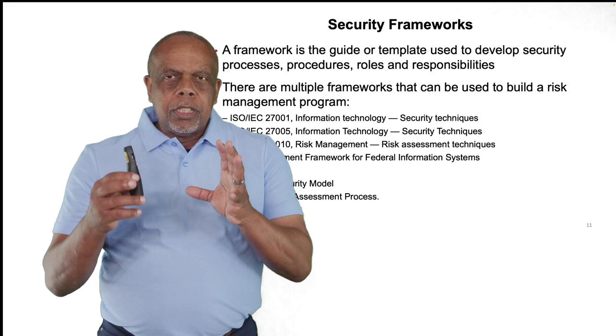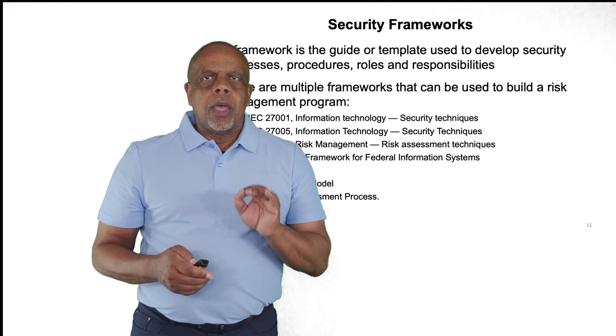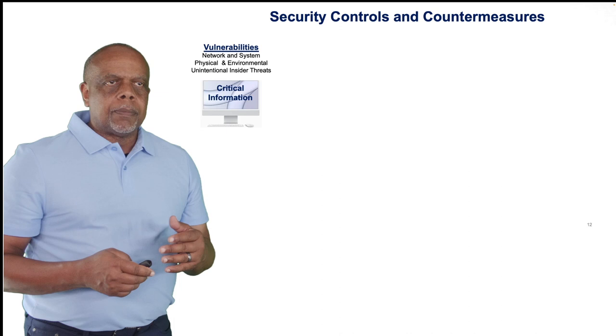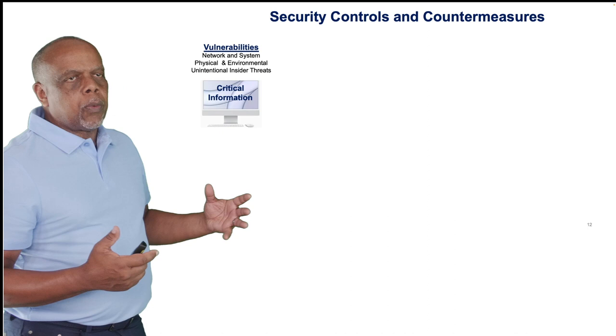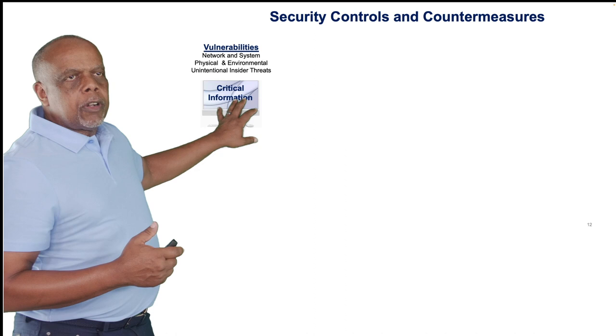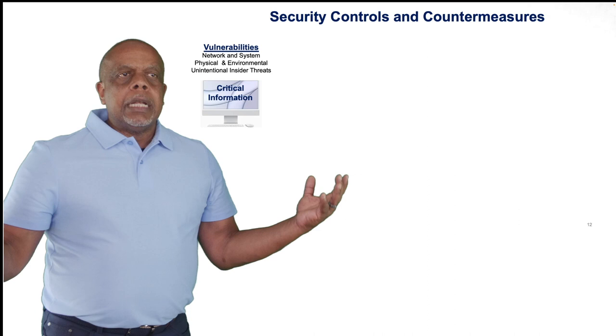But all of these frameworks have something in common: a list of security controls. And security controls are things that we try to put in place to mitigate risk. So what do I mean by that? If we look at a piece of our critical information systems within a network, let's say we have a critical server that's got critical information there. You have all types of vulnerabilities: network vulnerabilities, system vulnerabilities, physical and environmental vulnerabilities, unintentional insider threats, people who aren't trained well, different types of vulnerabilities.